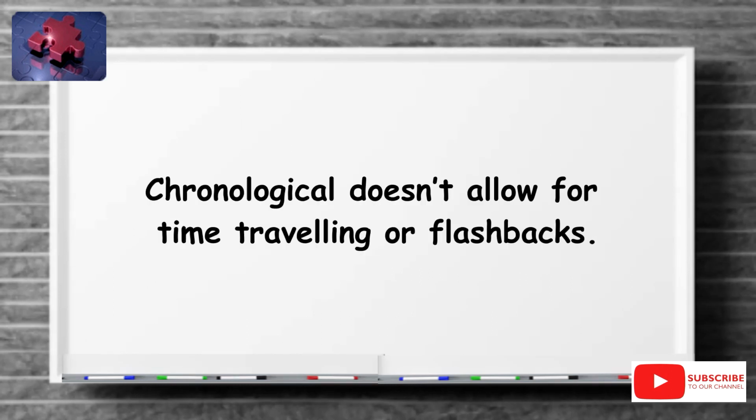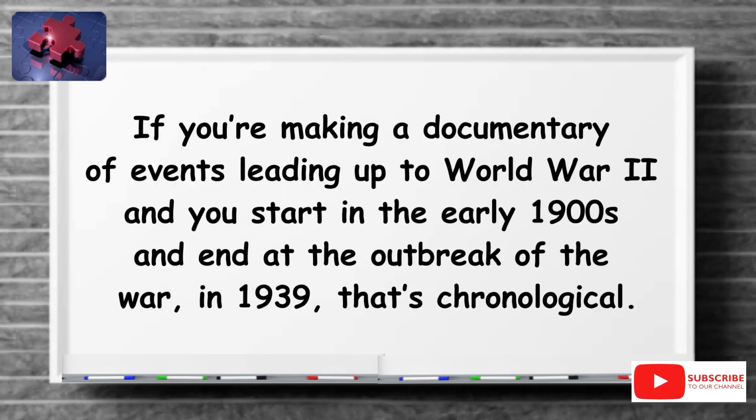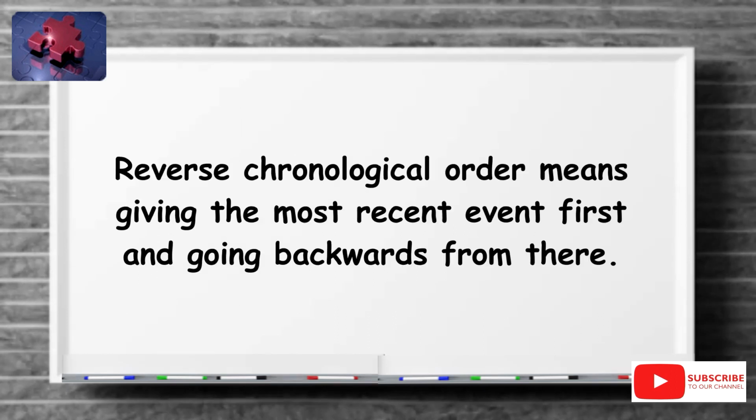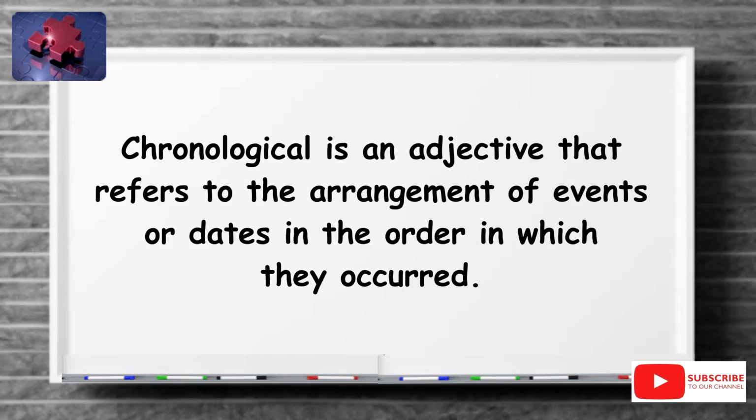Chronological doesn't allow for time traveling or flashbacks. If you're making a documentary of events leading up to World War II and you start in the early 1900s and end at the outbreak of the war in 1939, that's chronological. Reverse chronological order means giving the most recent event first and going backwards from there. Chronological is an adjective that refers to the arrangement of events or dates in the order in which they occurred.